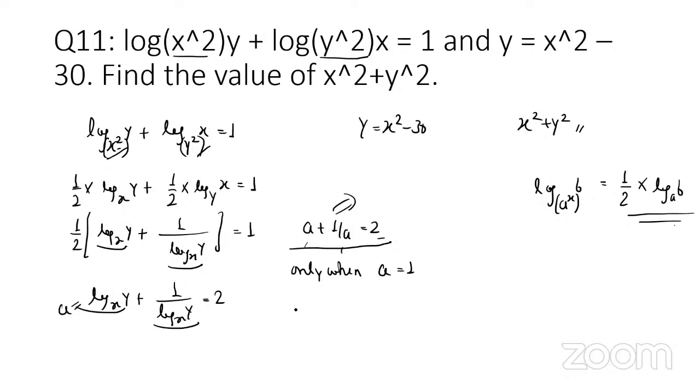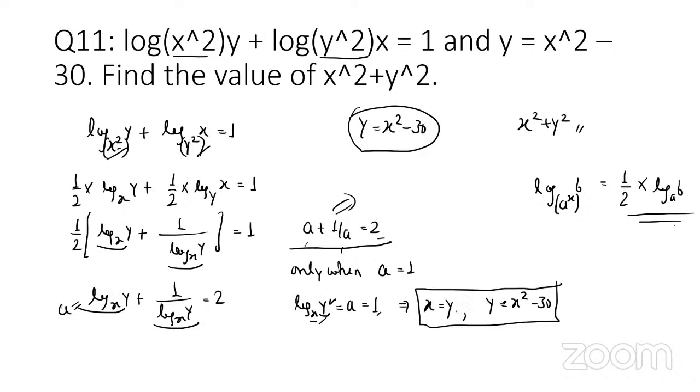And what is a? The a is basically log base x, y, which you assume that is equal to a, which is 1, right? And the value of any log becomes 1 when the base and the value on which log is taken are same. So from here, we can say x equals to y. And if x is equal to y, and we also know this relation that y equals to x squared minus 30, if you solve these two equations, you will easily get that x equal to y is equal to 6.